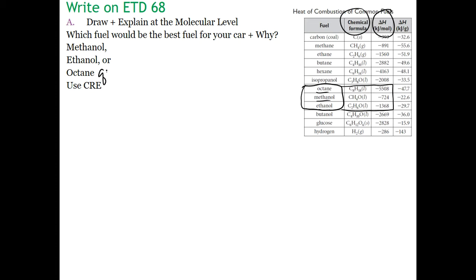We can figure out some qualitative stuff, because anytime we're doing claim, reasoning, and evidence, we need two pieces of evidence, but we need two types. And qualitative is stuff that you can see or think out, at least, right? Now, this first one is called methanol. And we might as well learn some organic chemistry while we're doing this.